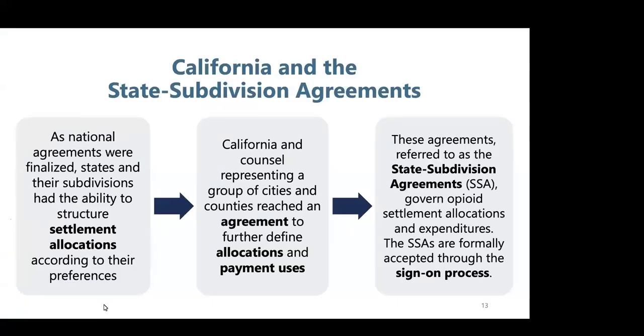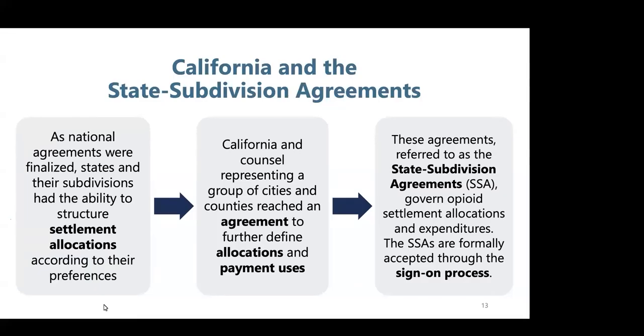So the state subdivision agreements, these are specific to California. Essentially how these documents came into play was, as the national settlement agreements were finalized, inside of those national agreements was the ability for states to structure their settlement allocations according to their own preferences. So California did take advantage of that. They met with counsel representing a group of cities and counties and effectively reached an agreement to further define allocations and payment uses for the funds that are going to California.